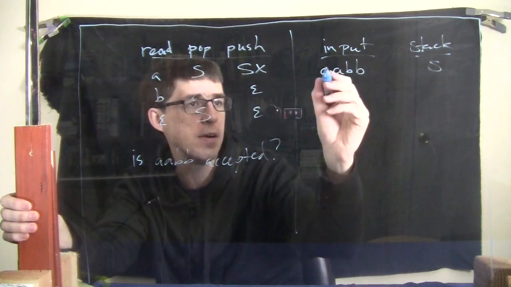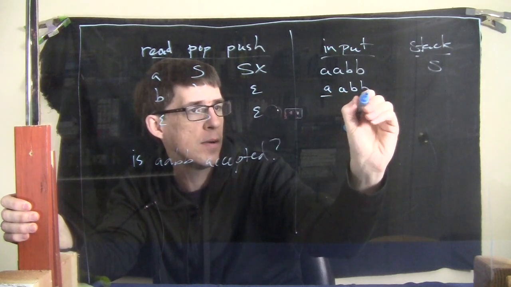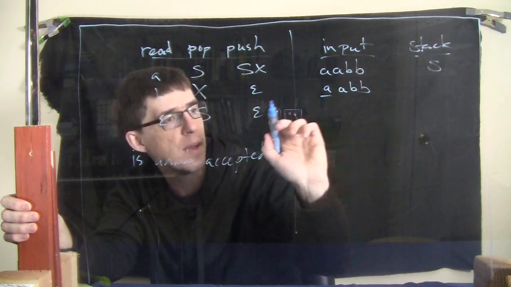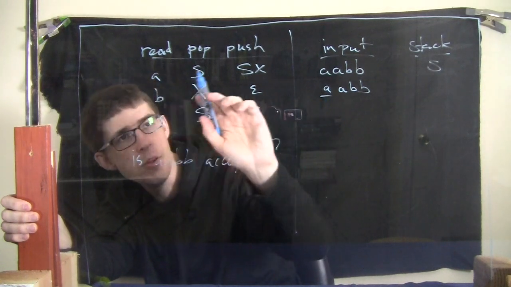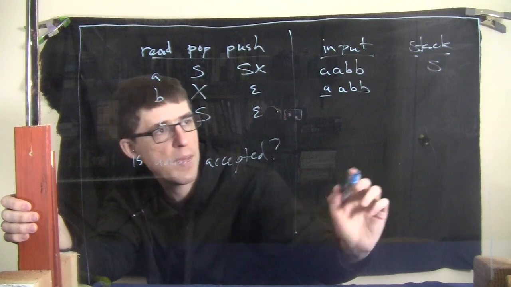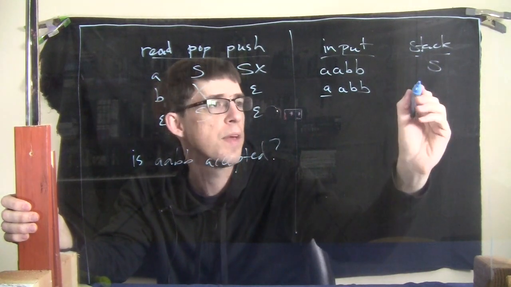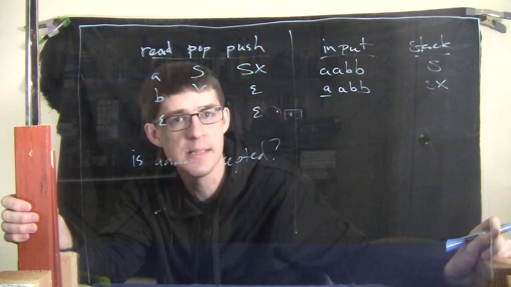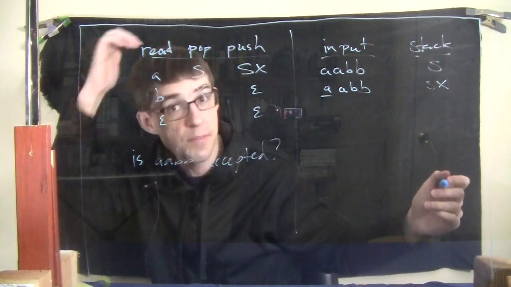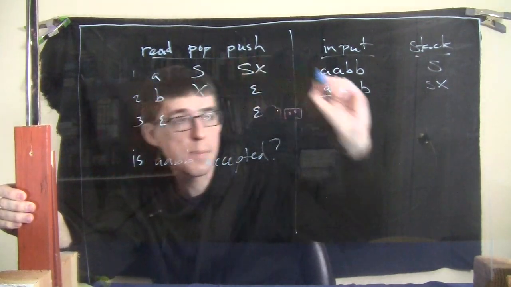So I didn't do anything right here. What happens if I read the first letter, which is an A? I'm going to underline the one that I'm reading at that moment. We read this A. It says when you read A, you pop S, and replace it with SX. So I am going to throw away this S and replace it with SX. And the stack now looks like that. It has SX. All right, and sometimes, if you want to label your steps here, call these steps 1, 2, 3.